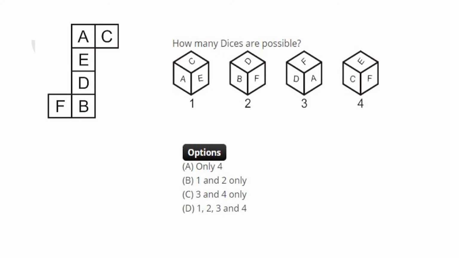So similar one, let's solve how many dices are possible. So we know A and D will be opposite, E and B will be opposite, and obviously we are left out with F and C, and they will be opposite to each other if we reconstruct this dice. So see in the first dice, A is there, C is there, and E is there.